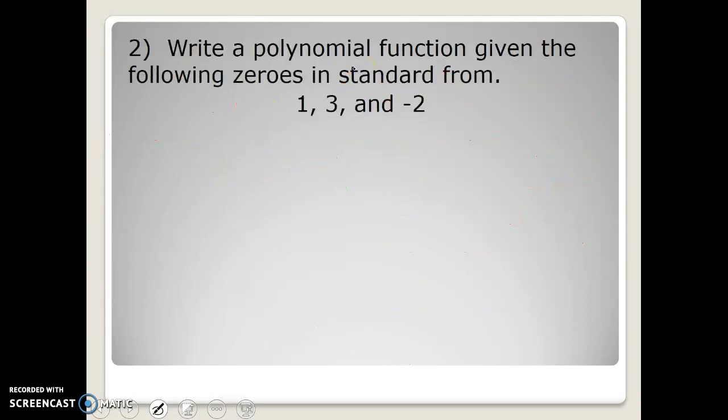Let's go ahead and take a look at a different situation. So now we're going to work backwards. What we have here is 3 zeros, and we want to write the equation. Well, if I have 3 zeros, that means I should know 3 factors. I'm kind of working backwards from before. I know that if 1 is a 0, x minus 1 has to be a factor. If 3 is a 0, x minus 3 has to be a factor. And if negative 2 is a 0, then x plus 2 has to be a factor. And so those are the zeros.